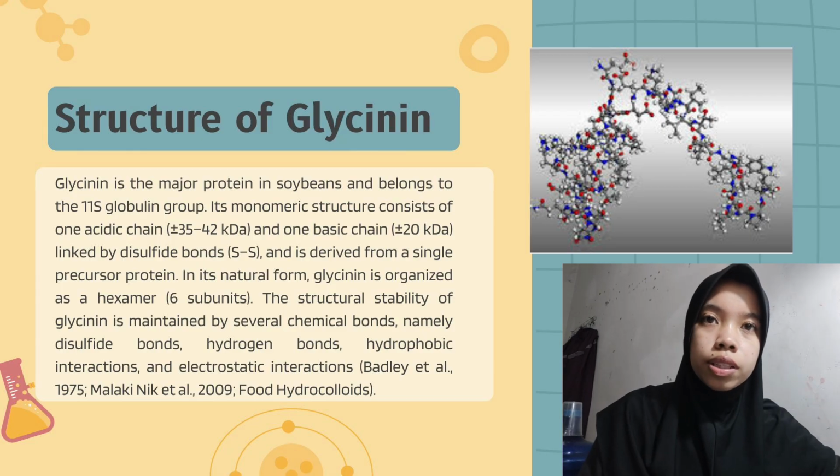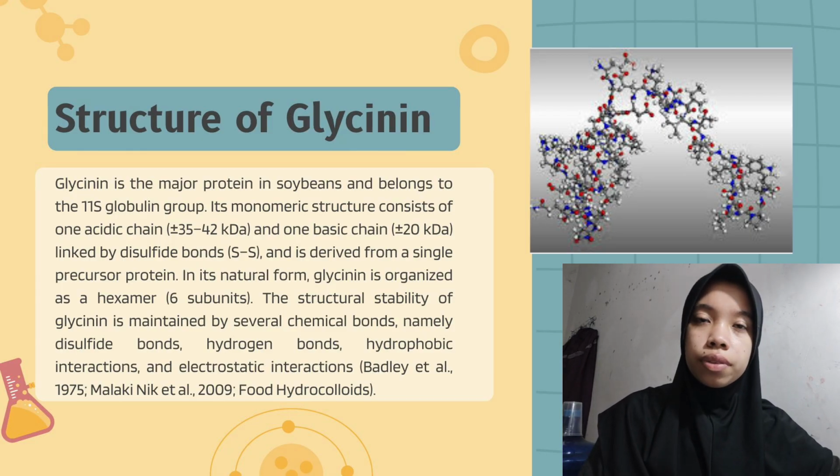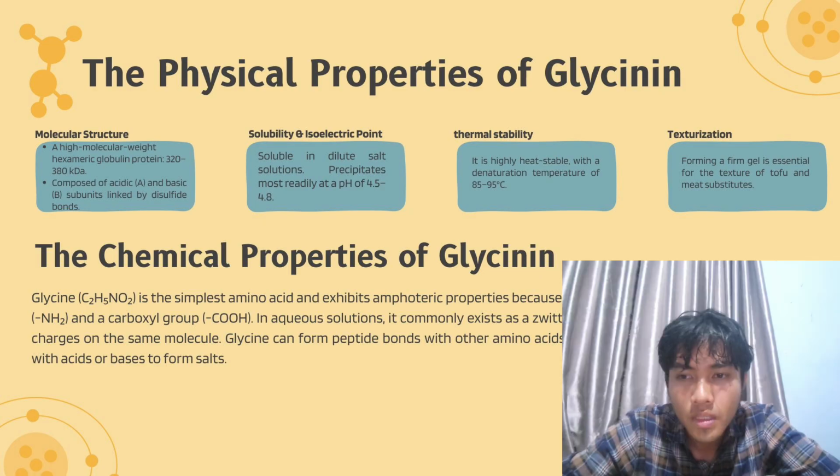This picture shows glycinin A chain F3, which consists of 52 amino acids with a molecular mass of about 5,698.5 Dalton. Moving on to soybean, the physical properties of glycinin, a massive isomer globulin protein of 320 to 380 kilodalton.